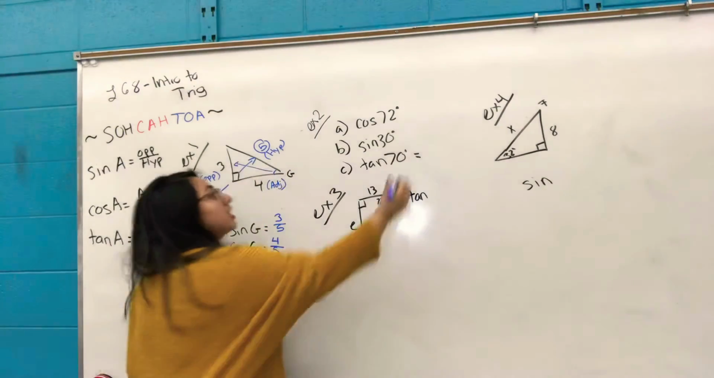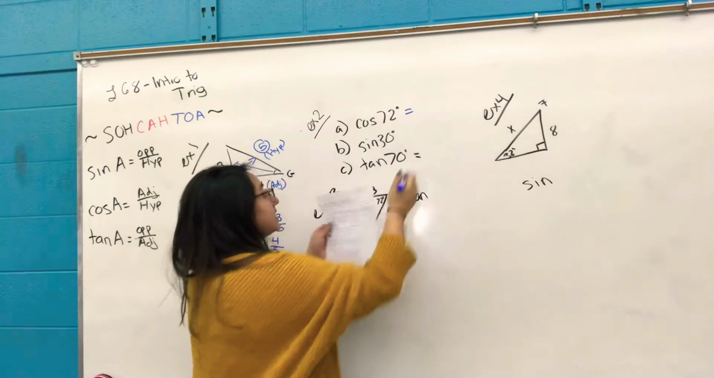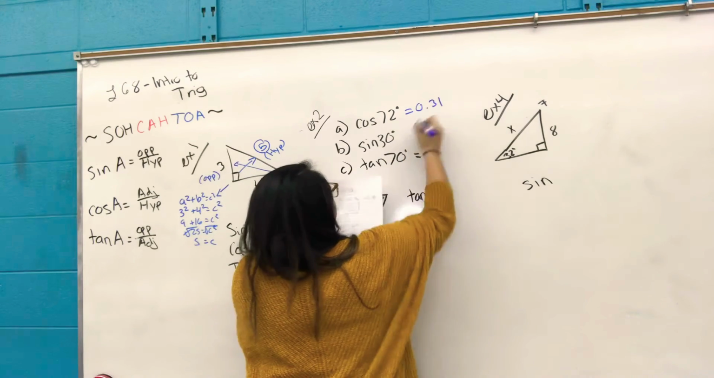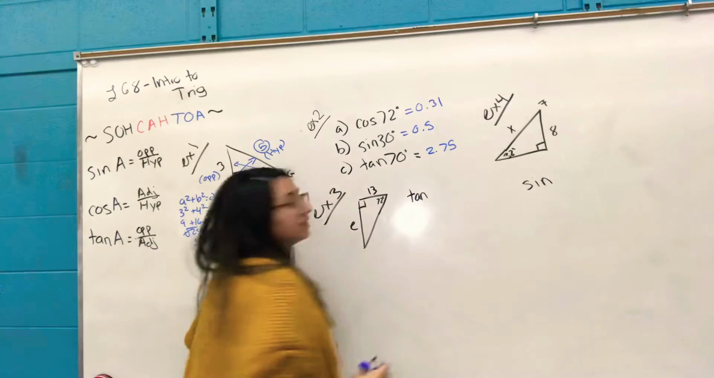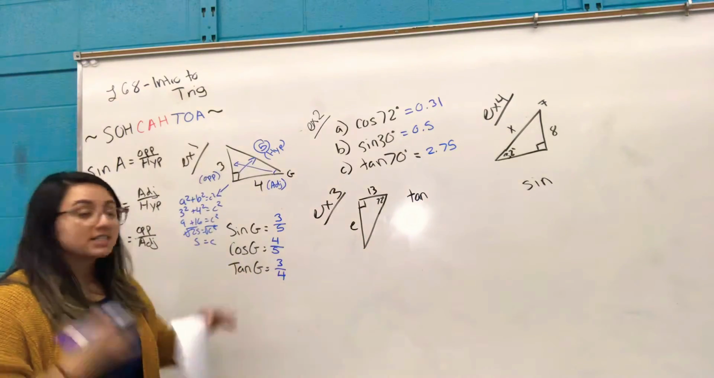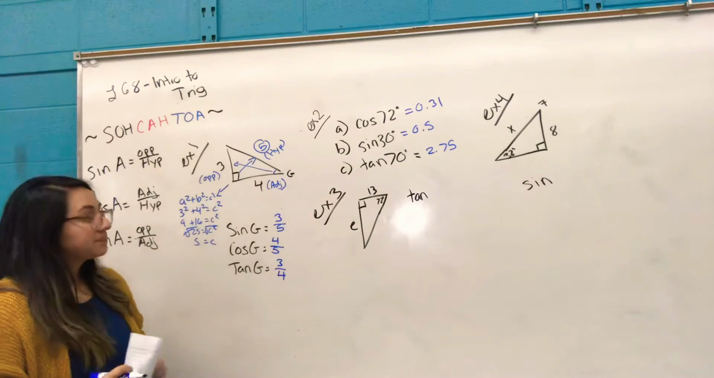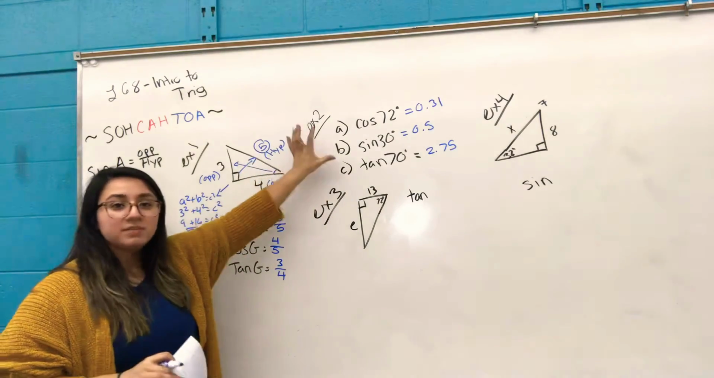Here, you're going to solve it out on your calculator. And I want you to try this out in your house. You'll have 0.31, 0.5, and 2.75. So try them out, see what you get. You're going to get different answers there. So this, example 2, very easy, plug in your calculator.